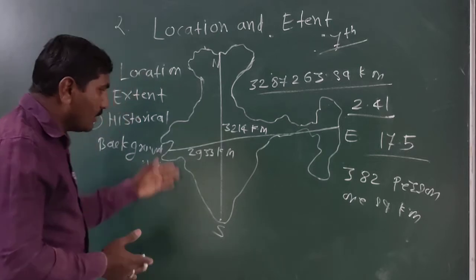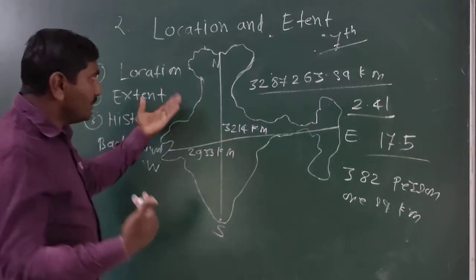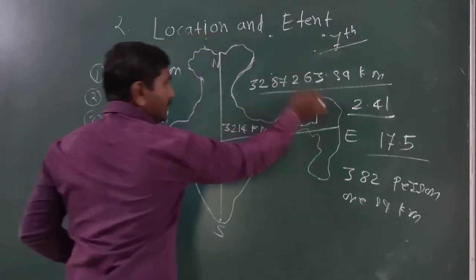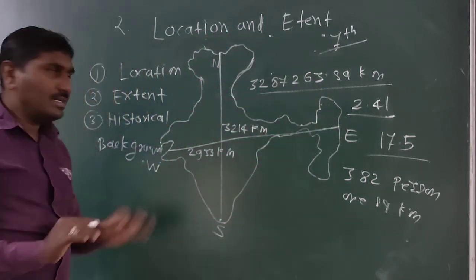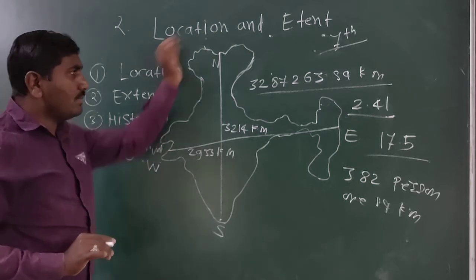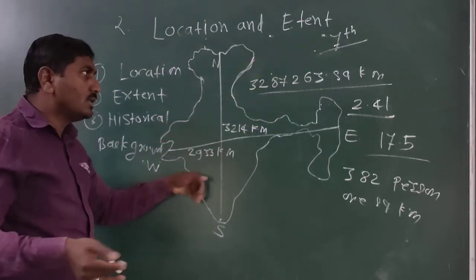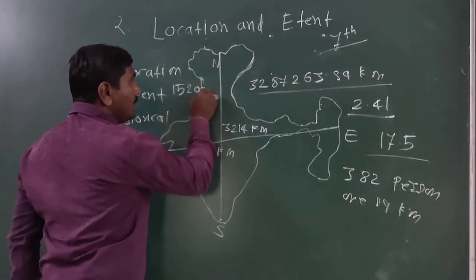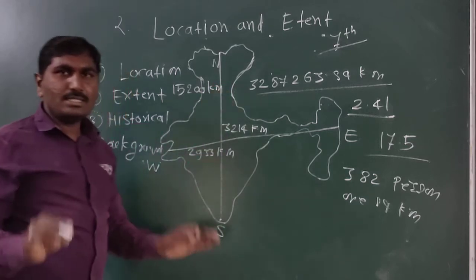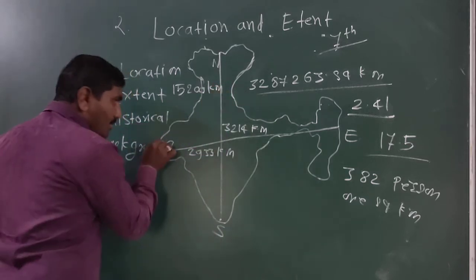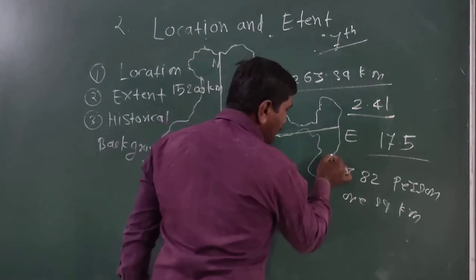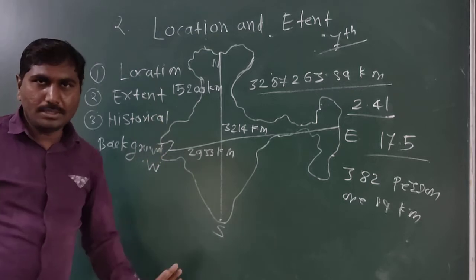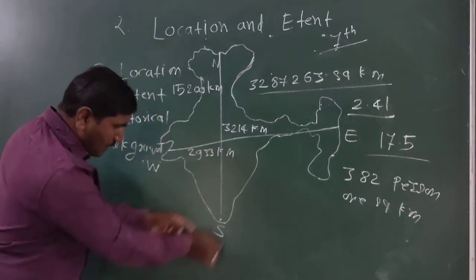Now we will move towards the southern area. But before that, we will see the northern area. This is the northern area. And first of all, we will understand the border. This is the land border. The northern area has a land border. So the distance of the land border is 15,200 kilometers. This is the distance of the land border, which starts from Gujarat and goes to the northeastern side. So this distance is 15,200 kilometers.